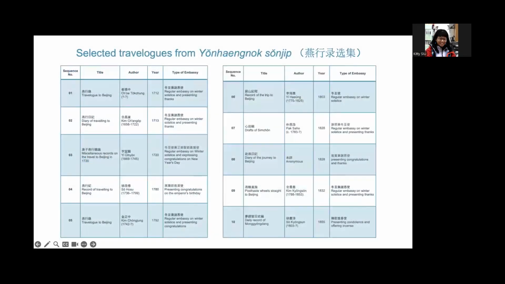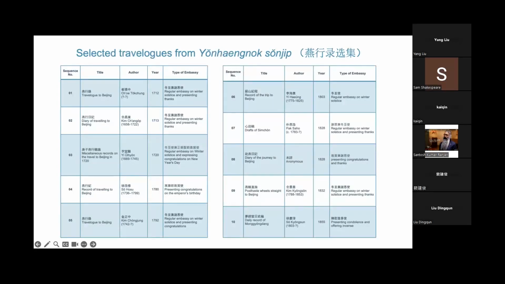And the primary sources. Here I mainly choose materials called Yŏnhaengnok Songjip. In Chinese, we call it Yŏnhaengnok Xuanqi. These are travelogues mainly written by the embassies from the Chosŏn side. Currently, we can find more than 500 kinds of Yŏnhaengnok in Korea. But they all have different features, and they are relevant to different missions. And also they were compiled in different time periods.